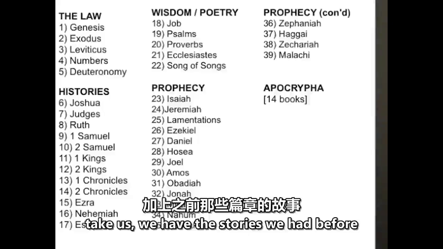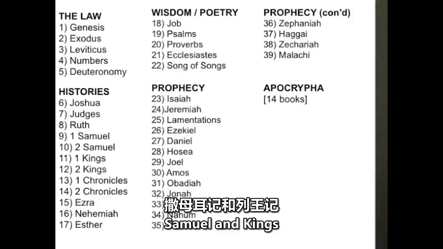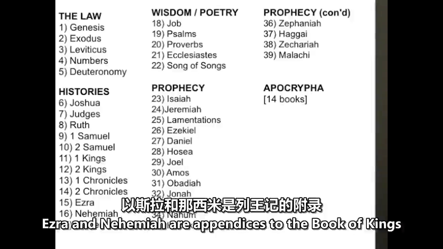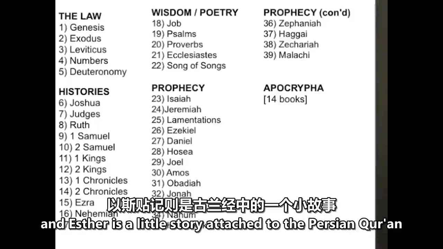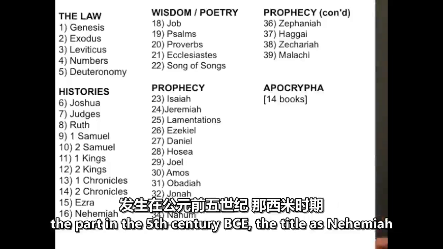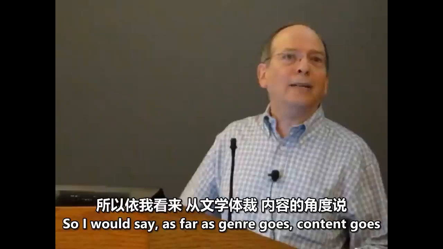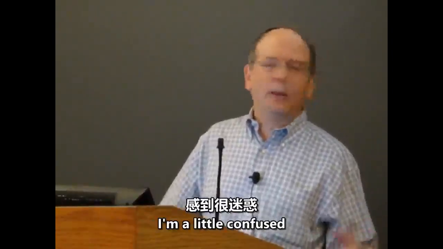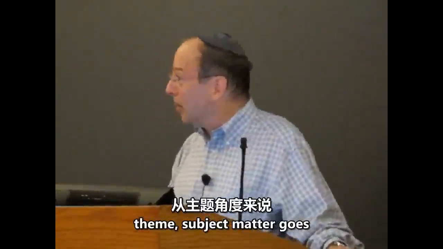Joshua, Judges take us, we get the story I had before. Ruth is a kind of appendix to the book of Judges. Samuel and Kings. Chronicles is a retelling of the stories in Kings. Ezra and Nehemiah are appendices to the book of Kings, as I already explained. And Esther is a little story attached to the Persian period, or the 5th century BCE, the time of Ezra and Nehemiah. So I would say, as far as genre goes, content goes, this gets an A. Whereas this one, Nevi'im, I don't understand what the connection is between the narratives and the prophetic books. I'm a little confused. So our Christian Bible, as far as genre goes, theme, subject matter goes, works very well.